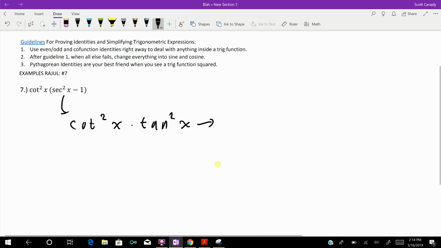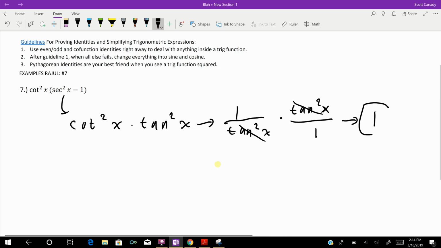So let's go ahead and change that cotangent squared x into 1 over tangent squared x. We're going to multiply that by tangent squared x. Let's make that tangent squared x over 1 just to make things very clear. And we can see the tangent squared x's cancel out, and that becomes 1. So this identity, or this expression, is equal to 1.